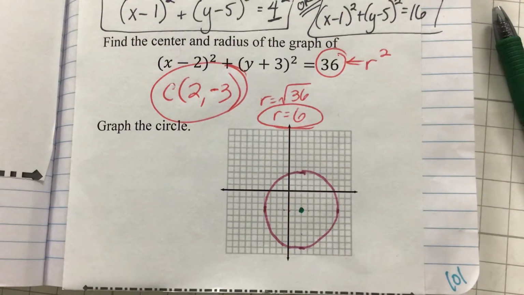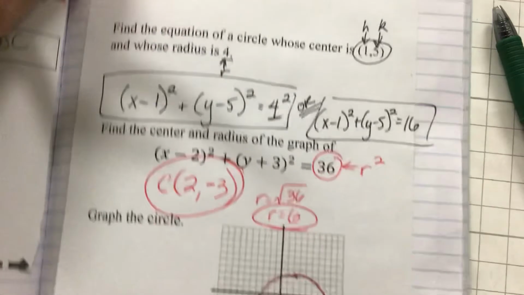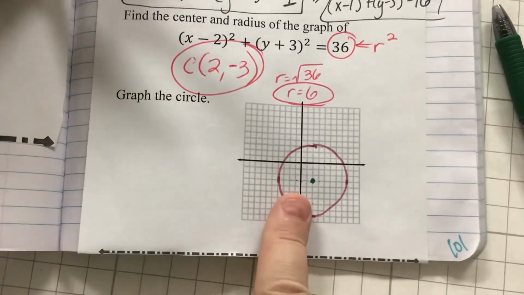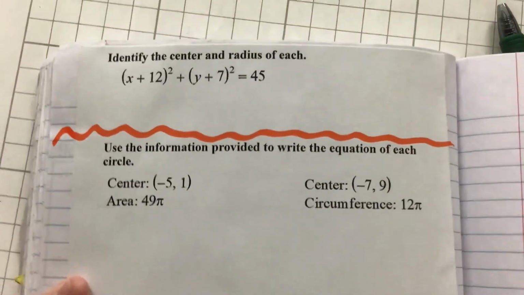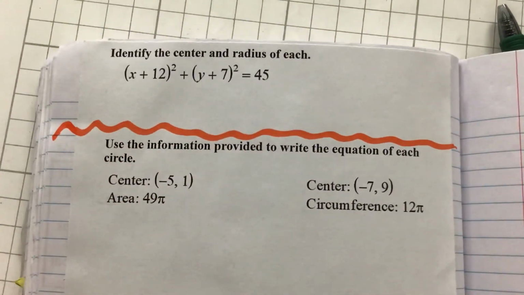So does everybody feel like they could write the equation of a circle, they could identify the center and the radius, and they could graph it so far? Yeah. Okay? Let's flip it. I'm going to do one more example, and this is where we're going to stop. This last one, we're going to do the last 4 examples tomorrow.